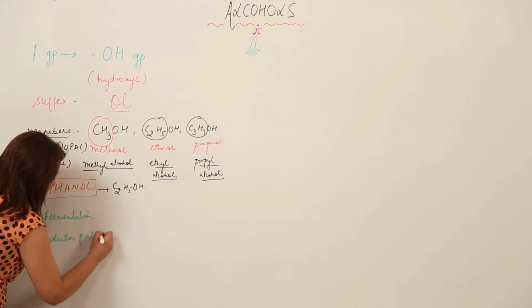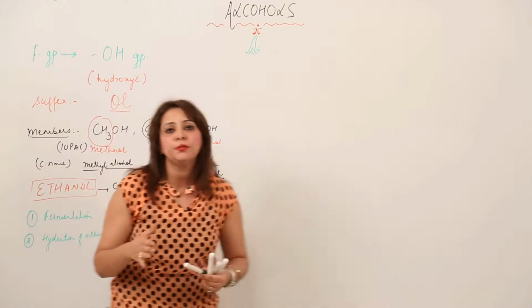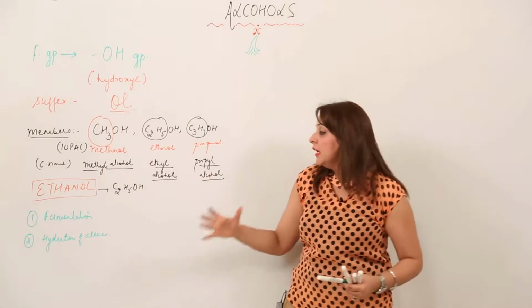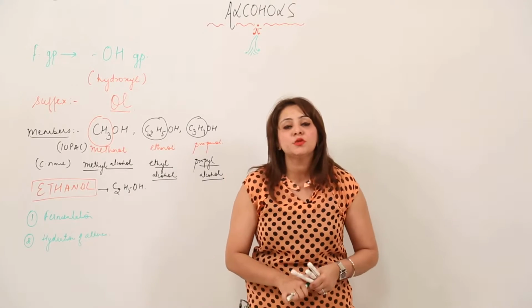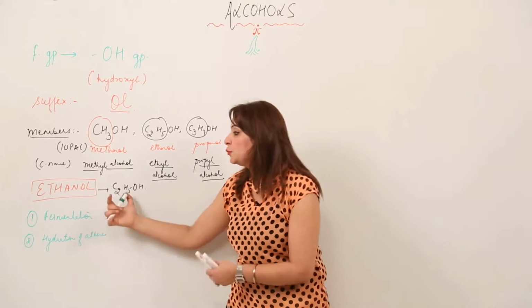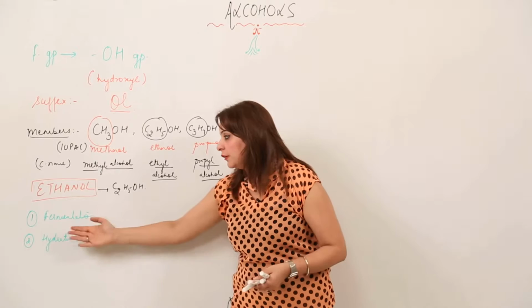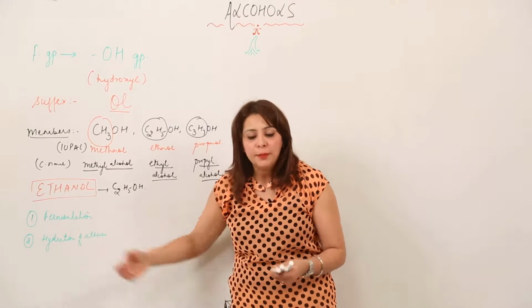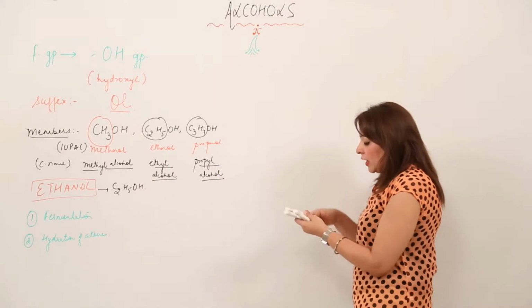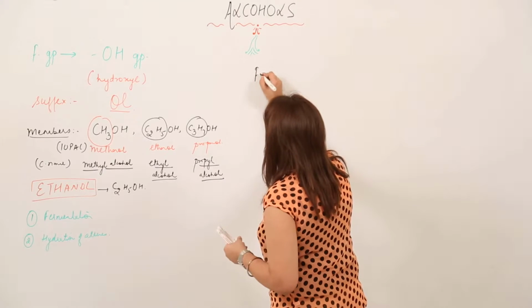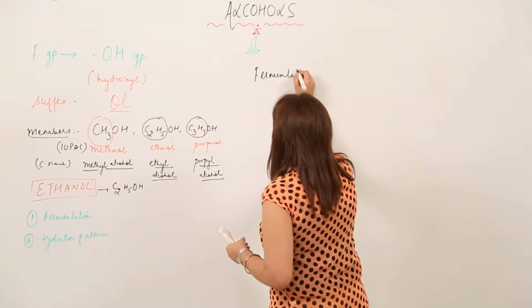Hydration of alkenes. Though we have different methods of preparing alcohol, out of them these two methods are very important methods which are used in industries in order to prepare ethanol. So first, we are starting with the first method, that is fermentation. Do you know where this method, fermentation, is used?